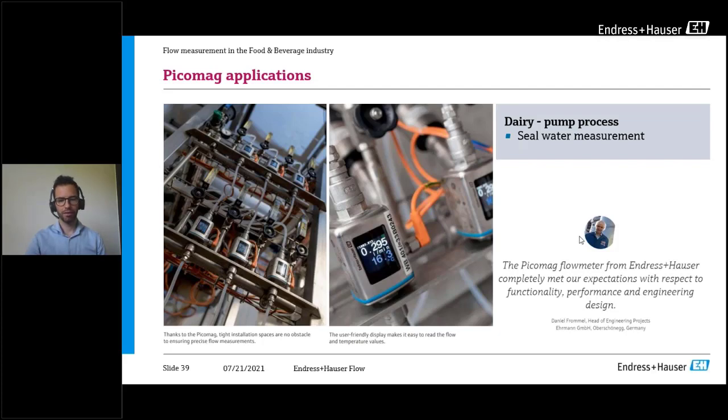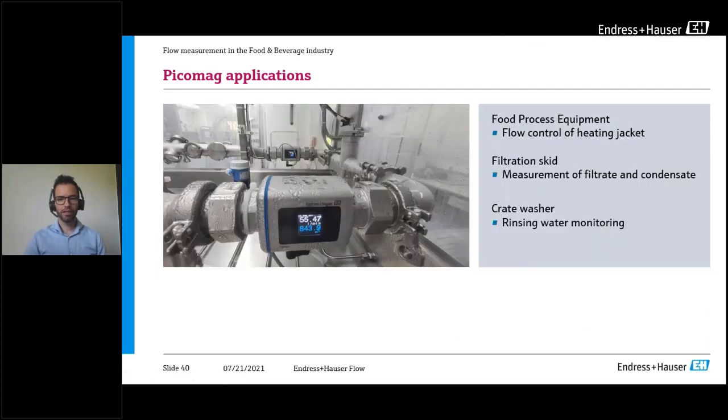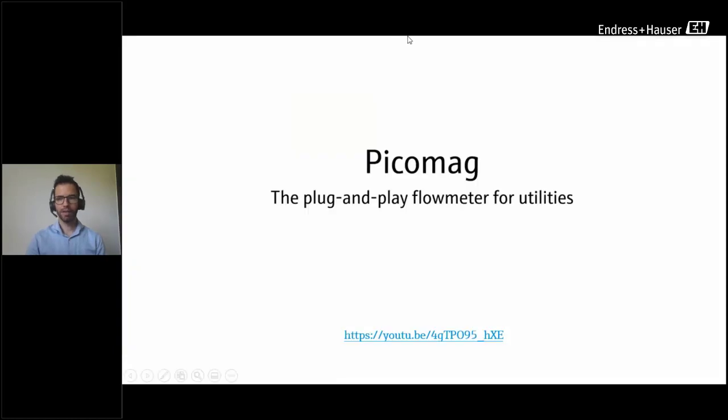In this case, PicoMag could help, and the customer also said that from the visibility point of view, they saw it directly, and this big display helped them. Then there are many other applications mentioned. Also for food process equipment, when it comes to flow control of the heating jackets. I saw it for example in chocolate process equipment, where you have a heating mixer and a heating jacket, and you want to control the flow of the heating jackets. There PicoMag has been used, and also for different kinds of filtration skids to measure the filtrate and condensate.